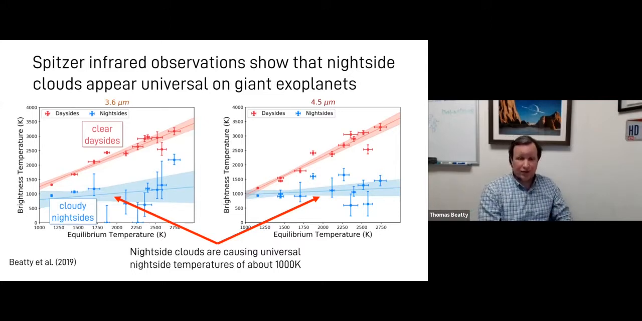They're too hot to have clouds on most of their day sides, but the night sides are all at a fixed temperature of about 1,000 degrees over a wide range of parameter space, i.e. there are clouds that are present that are clamping these night side temperatures to about 1,000 degrees.